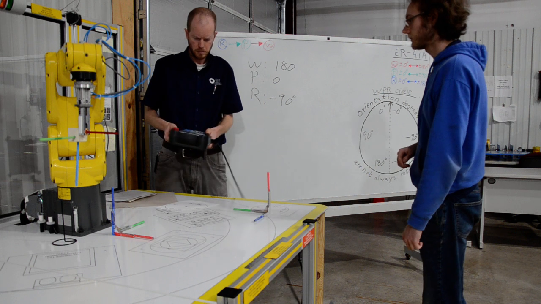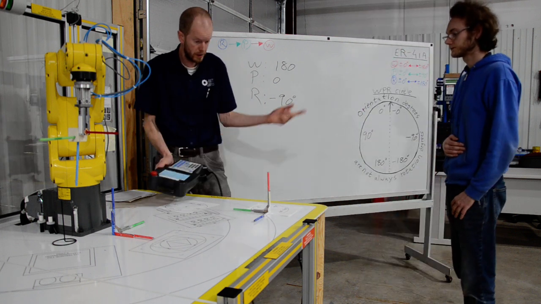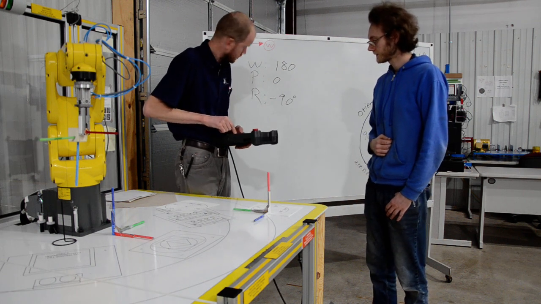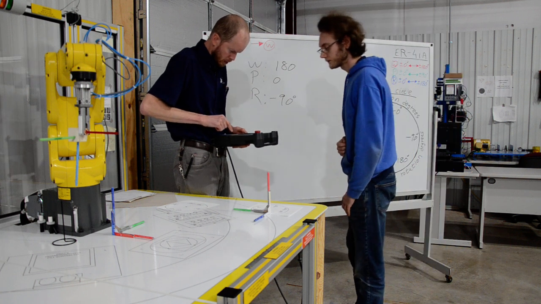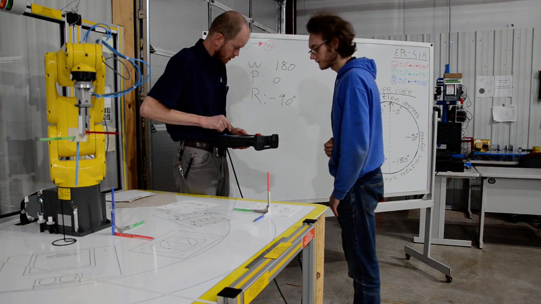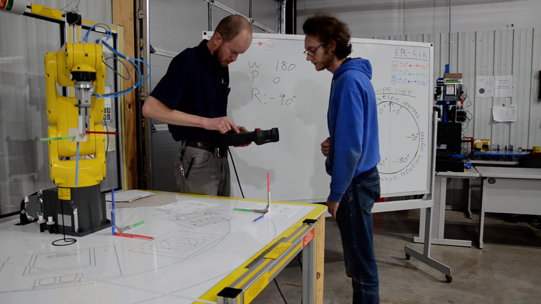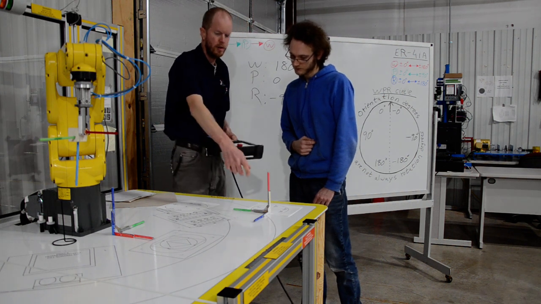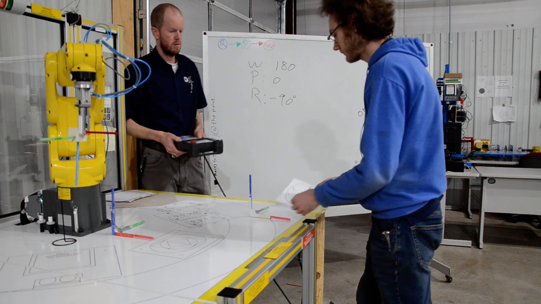Now, watch this. I'm going to randomly put the robot here on something. I'm going to bring it to that. W180, P0, R negative 90. Done. Go ahead and do it again. This guy here, that's how we start.